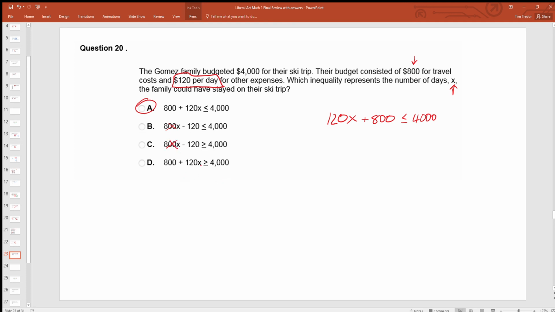The last one would be $800 for traveling plus $100 per day. That's good, but that's greater than or equal to 4,000. So if they did this, they're going to come up with a long list of numbers of days that they can't stay because it's going to be over their budget. So here it's because of the inequality symbol.